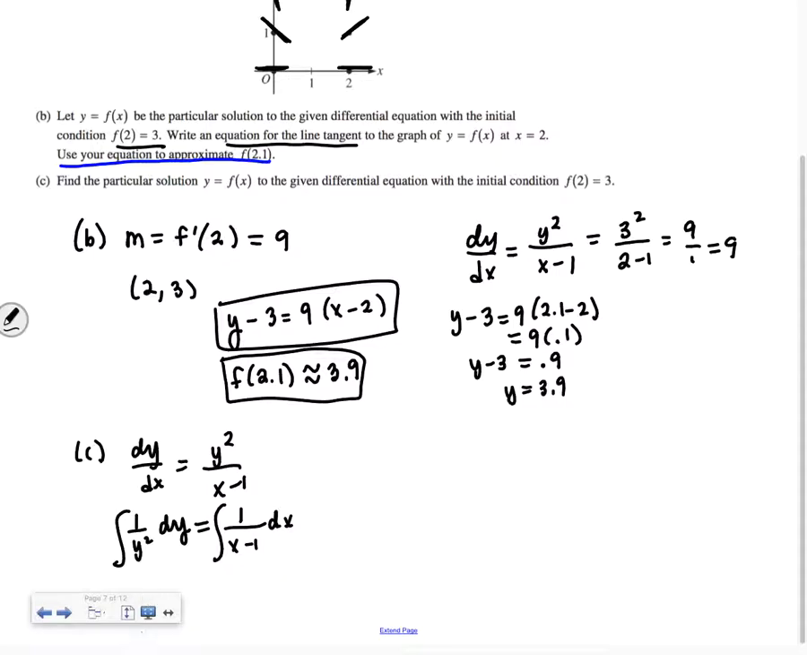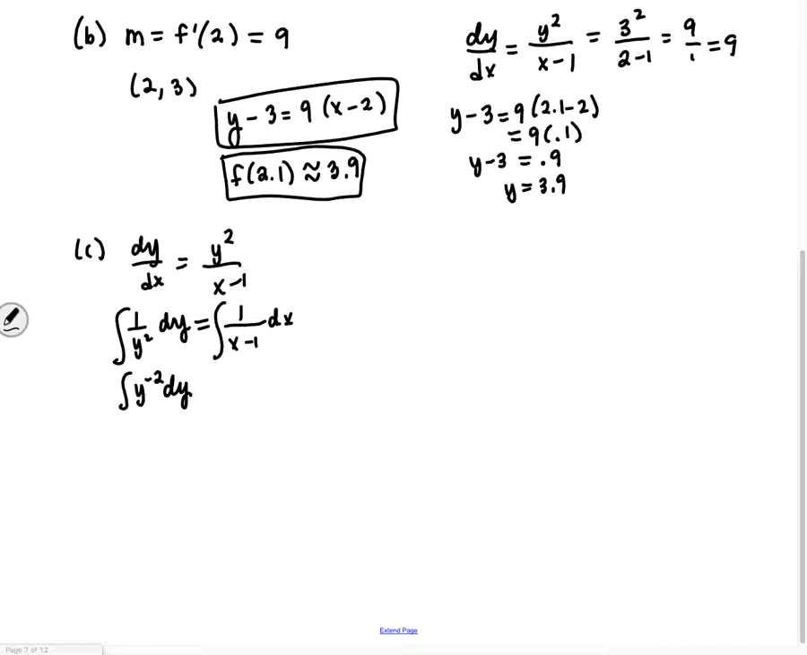And just because it's 1 over something, don't always assume that it's natural log. That's what a lot of my students do every single year. So 1 over y squared is actually y to the negative 2. So when I integrate it, I add 1 to my power and write 1 over the new power out front. So 1 over negative 1 is still negative 1.